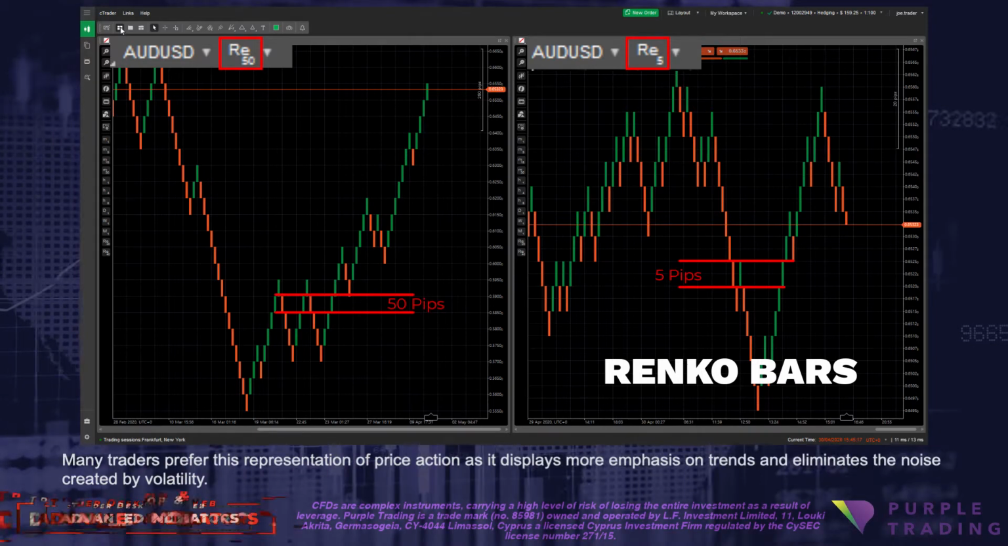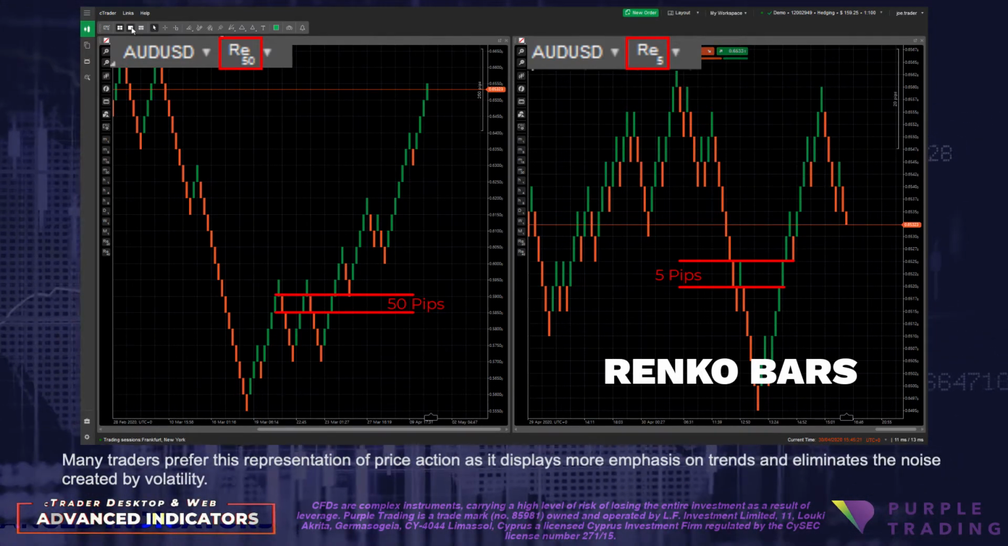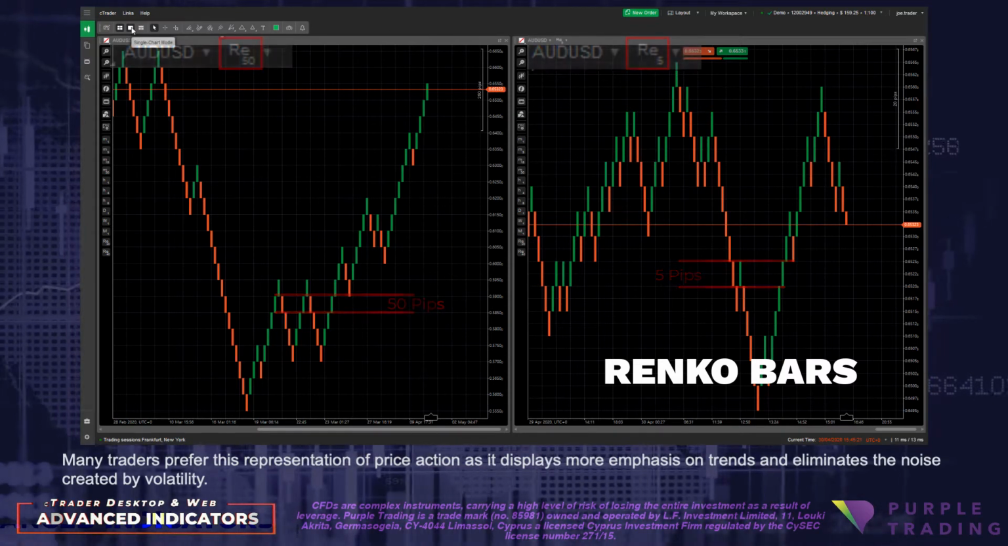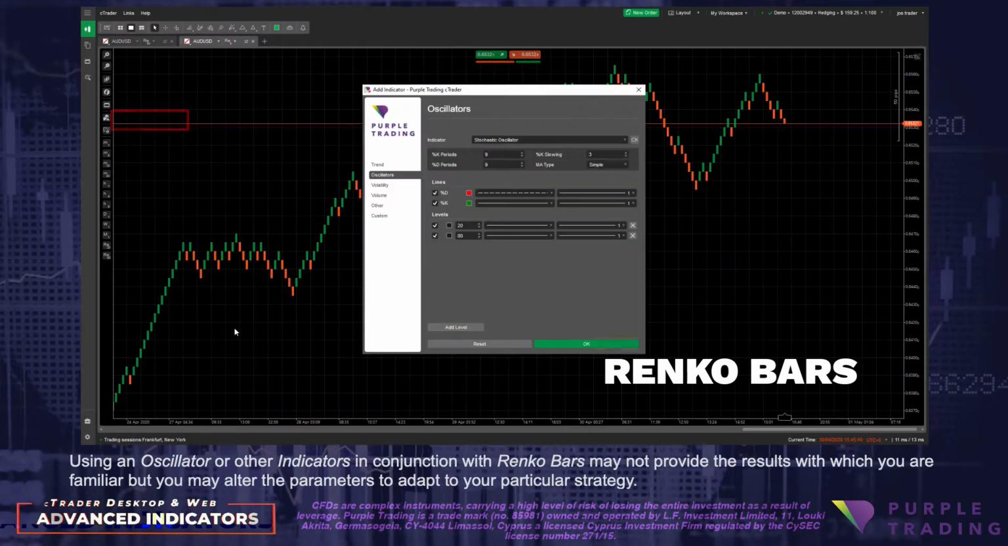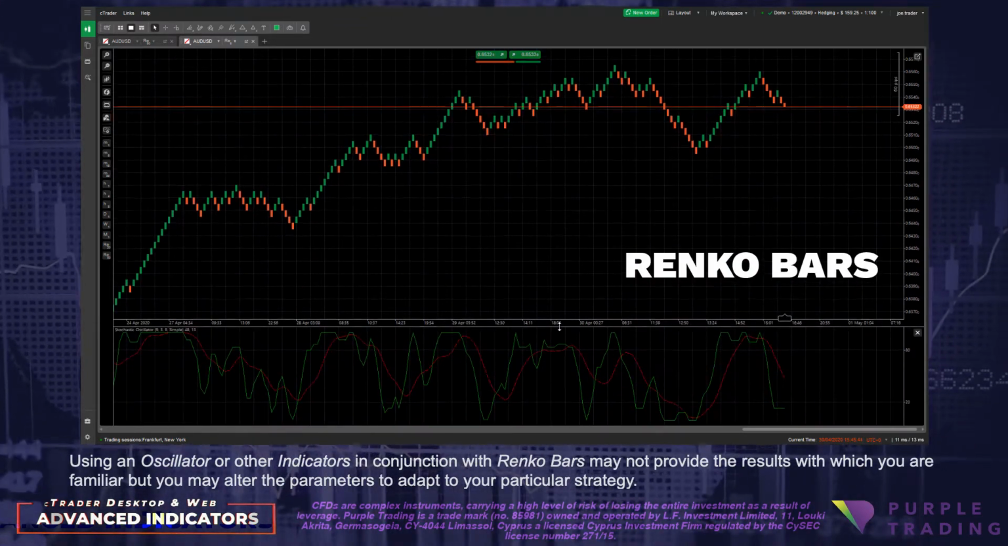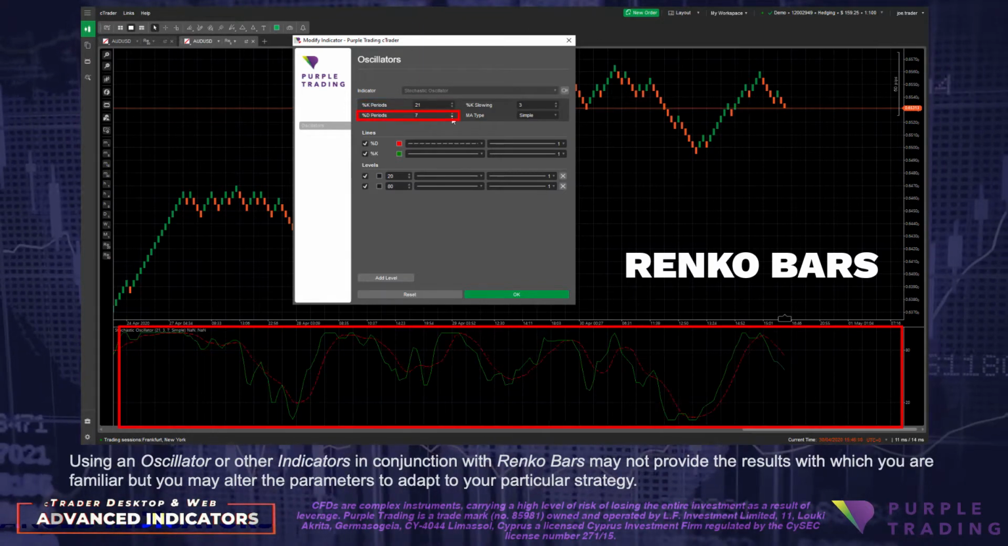Many traders prefer this representation of price action as it displays more emphasis on trends and eliminates the noise created by volatility. Using an oscillator or other indicators in conjunction with Renko Bars may not provide the results with which you are familiar, but you may alter the parameters to adapt to your particular strategy.